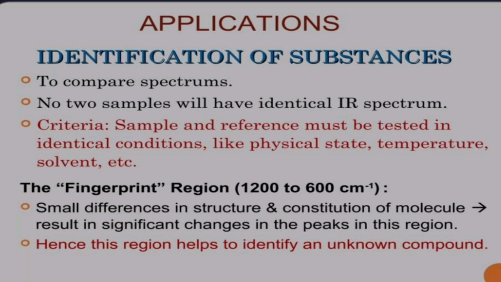Identification of substances. To compare spectra, no two samples will have an identical IR spectrum. Sample and reference must be tested under identical conditions like physical state, temperature, solvent, etc. The fingerprint region: small differences in the structure and constitution of a molecule result in significant changes in the peaks in this region. Hence, this region helps in identifying an unknown compound.